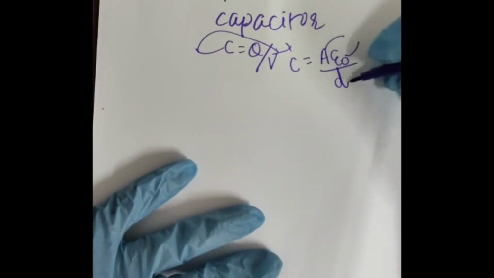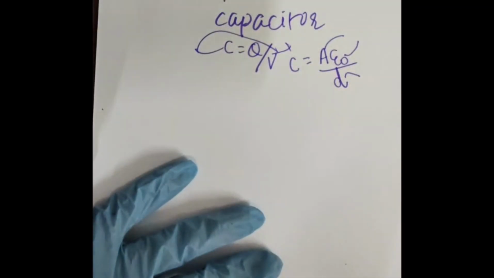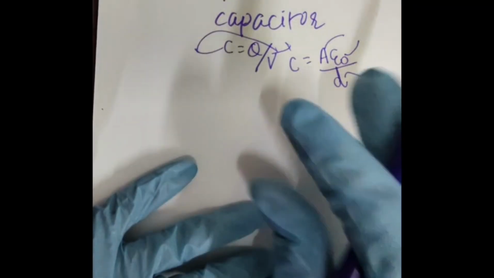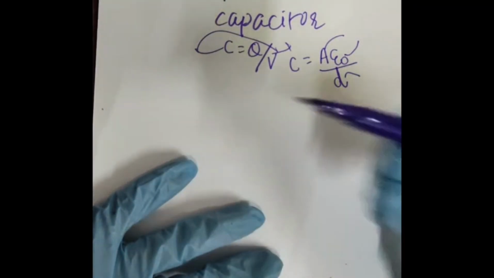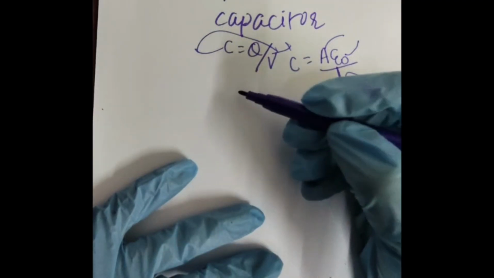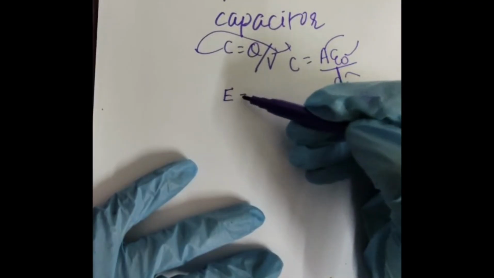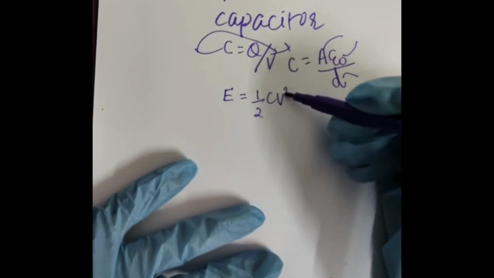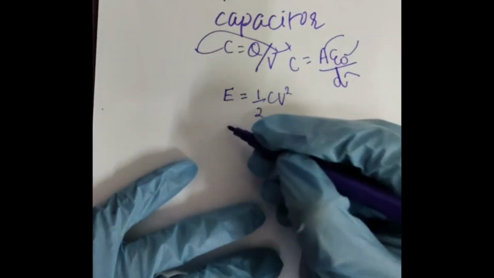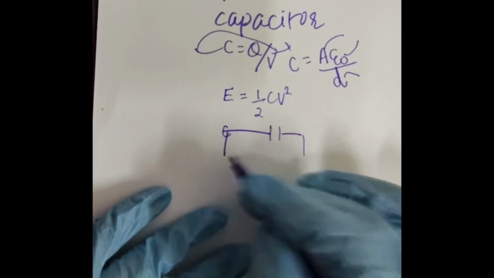Area, epsilon naught and distance. It depends on the dimensions, not on Q and V. So capacitor is the device which stores the charge. Now, next, let's look at the energy stored. Energy stored, E, equals half CV square.